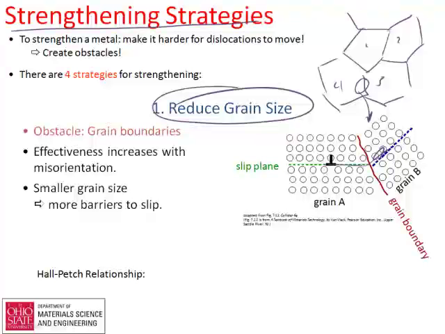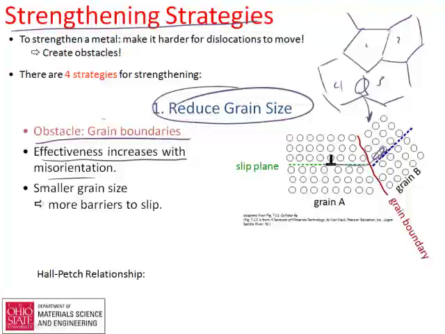And it turns out the more of those boundaries you have, the stronger the material becomes. So the obstacle in this case is a grain boundary. The effectiveness of the boundary increases with misorientation. That's something we can't control very well. We can control the size of the grains pretty well. Misorientation pretty much just is what it is.